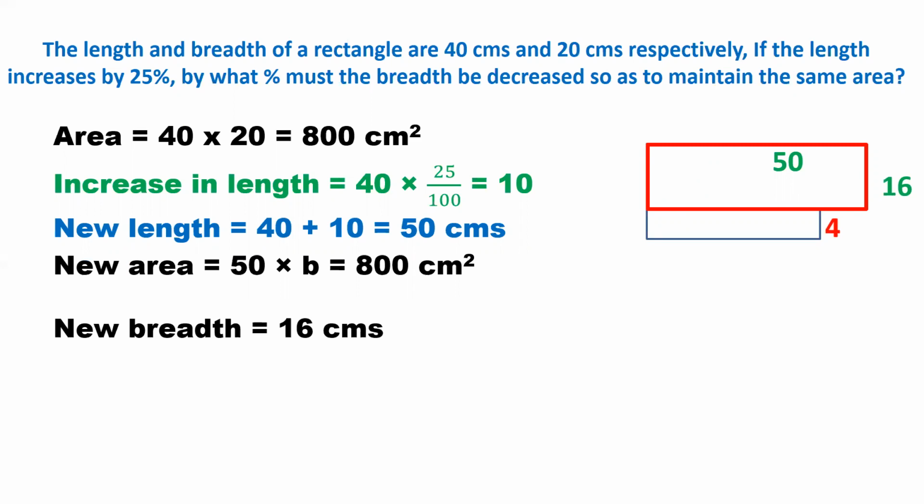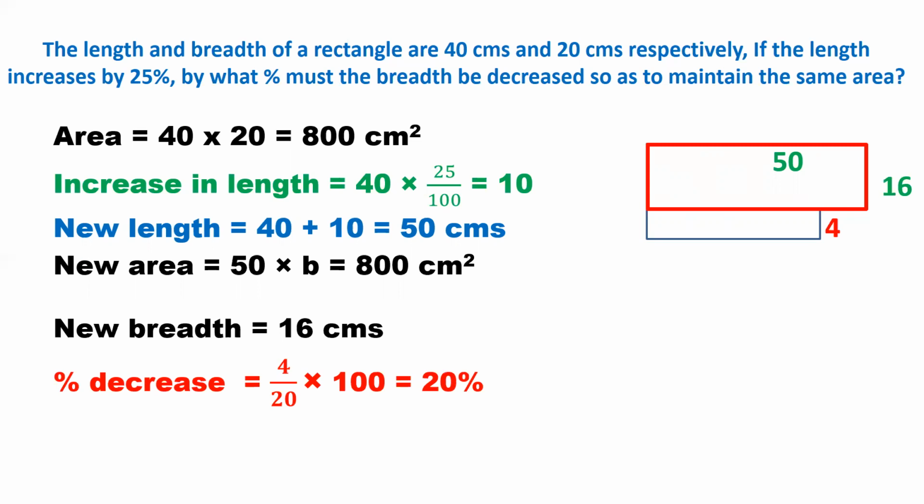You are asked to find the percentage decrease in the breadth. We know percentage decrease is equal to decrease value divided by the original value into 100. In this case, decrease in the breadth is 4. The original value is 20. 4 upon 20 into 100, that is equal to 20%.